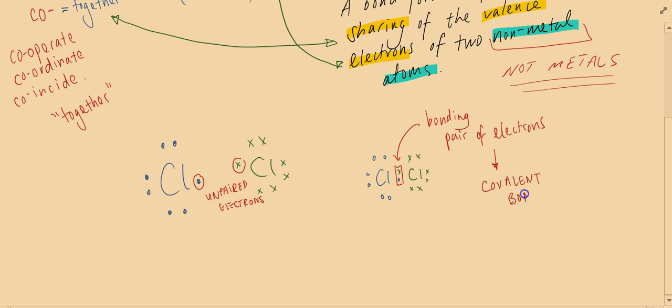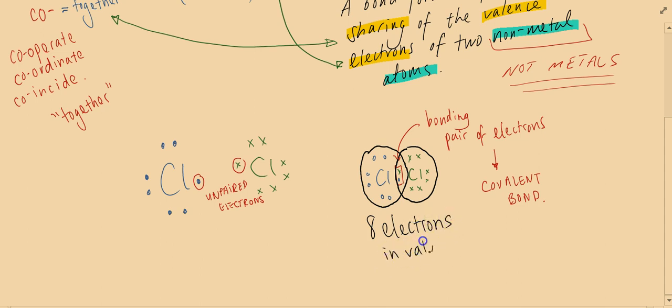And if you look at the two chlorine atoms now after the covalent bond has been formed, look at their valence electrons, you would find that for this chlorine atom, it has an octet, 8 electrons. And for this chlorine, it also has an octet, 8 electrons in valence shell for each. Happy days for these chlorine atoms.